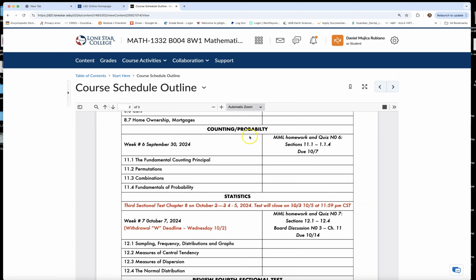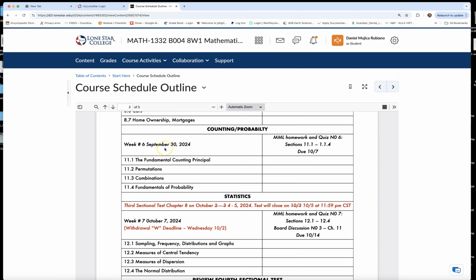We covered in the week that just finished chapter number 11, probabilities, which has to do with the fundamental counting principle, another methodology for counting such as permutation and combination, and then we introduced how to compute probabilities. Some are theoretical probabilities, and others are called practical probabilities.